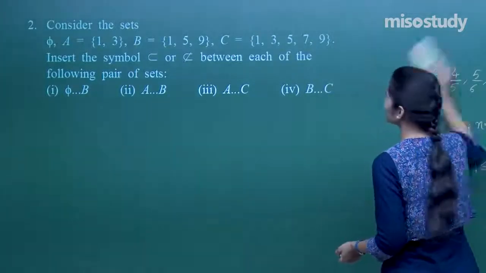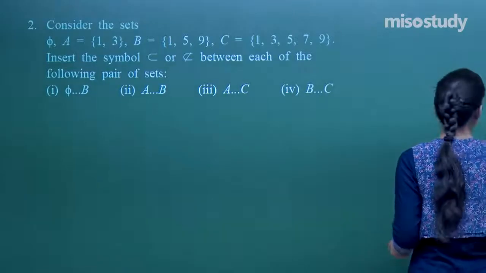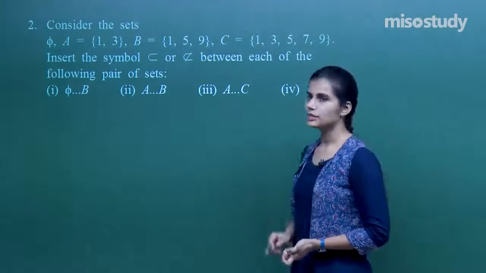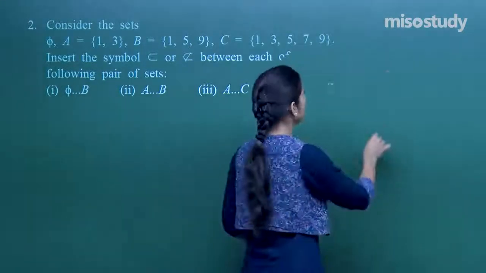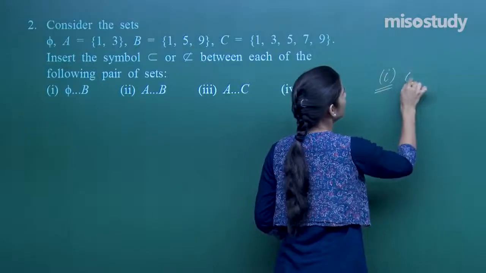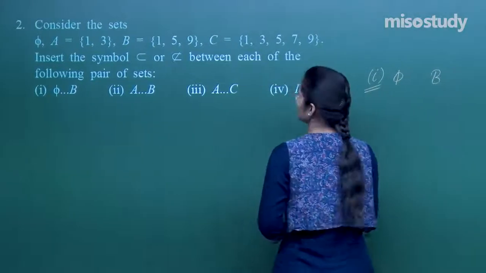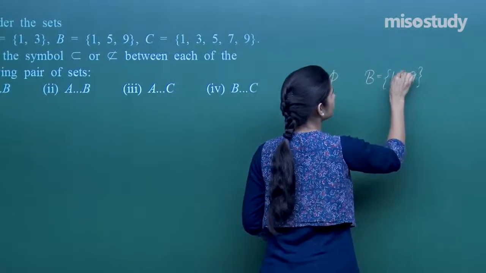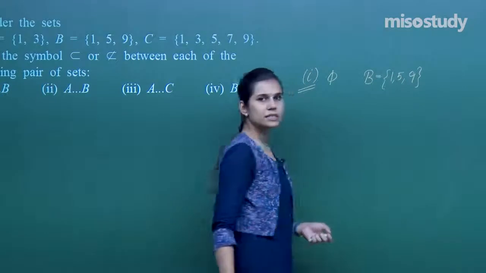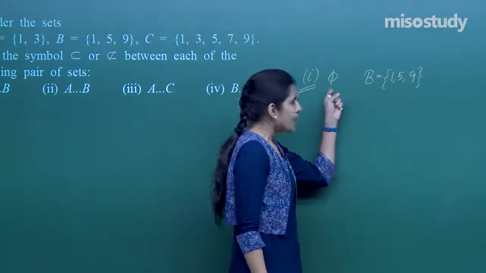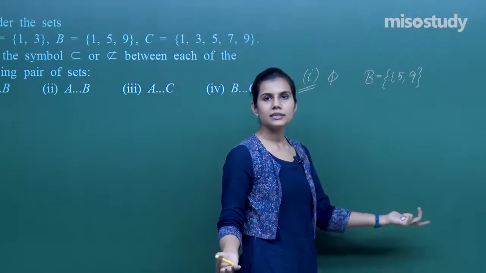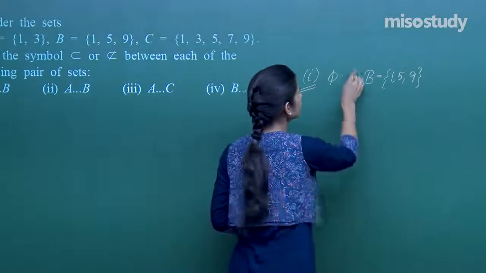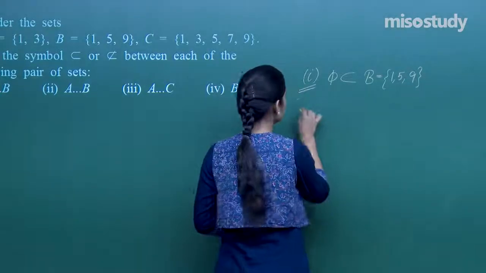Moving to the next question we have, phi is given to us. A is given to us as {1, 3}, B is {1, 5, 9}, C is {1, 3, 5, 7, 9}. Insert one symbol among these two between each of the following pairs of sets. Let's pick up the first pair of set, phi and set B. Set B is given as {1, 5, 9}. What is the symbol which you would be inserting between phi and B? Empty set is contained in every set. No matter whatever this set contains as elements, empty set is contained in every set. So this is the symbol.